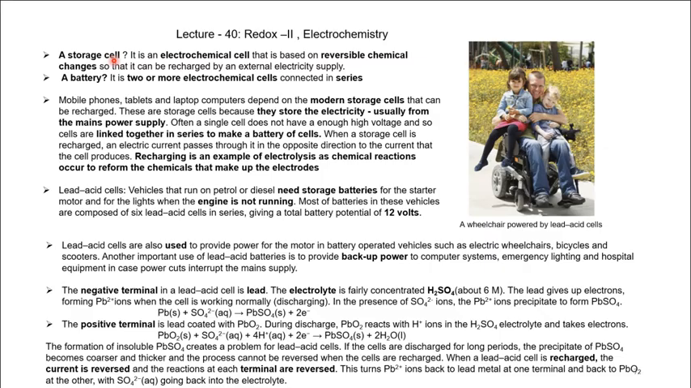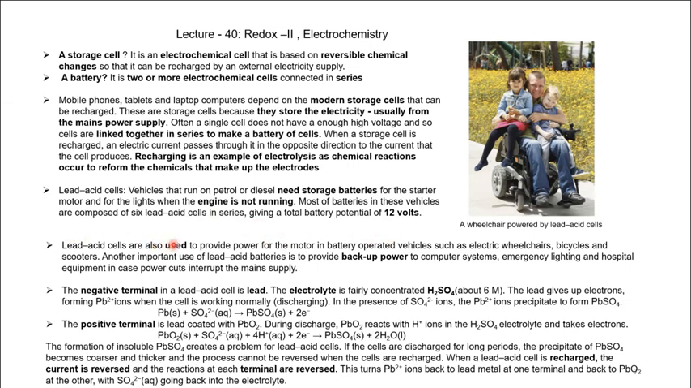You can see an example of, say, a motor car. There we use the battery, where we get 12 volts from lead acid cells, and there we have 6 lead acid cells in series, and then use it as the battery of the car.